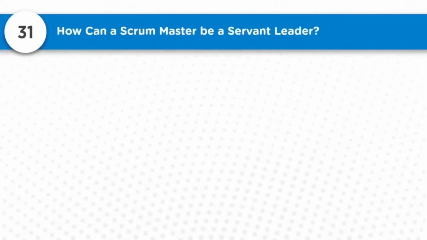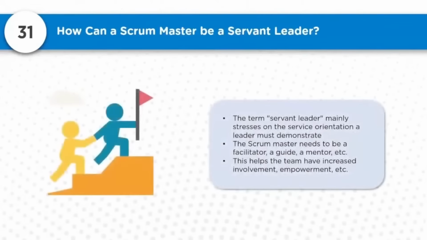That is about DOD. The next question, how can a Scrum Master be a servant leader? It's a very important thing to understand. So what is the meaning of servant leader? The term servant leader mainly stresses the service orientation which a leader should demonstrate. Today every organization is a service organization. Even an organization producing cars, if there is no service orientation, they cannot sell. So more stress on being service oriented. The Scrum Master needs to be a facilitator, a guide, a mentor, etc. This helps the team have increased involvement and empowerment.